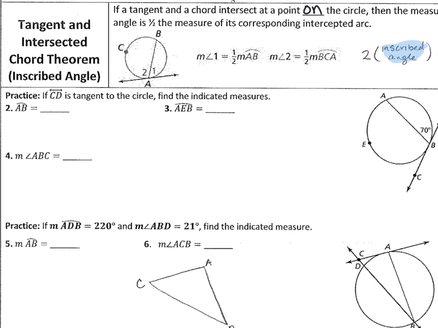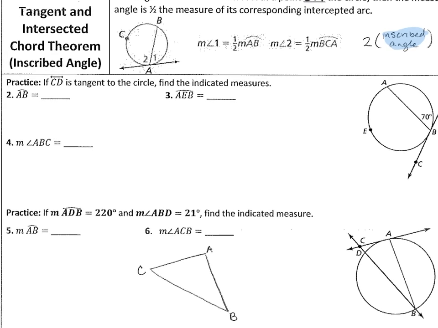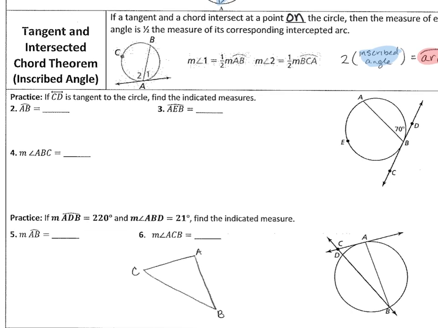So if we look at practice problems 2, 3, and 4, they're going to use this same image over here. It says if CD is tangent to the circle, find the indicated measures. And the first thing we're going to find is arc length AB. So I think it'd be easy if we highlight the things we're looking for here. For this first one, we're looking for this arc length AB. The only number I was given in this problem is this 70 degrees right here. Is this 70 degrees somehow related to this arc AB?